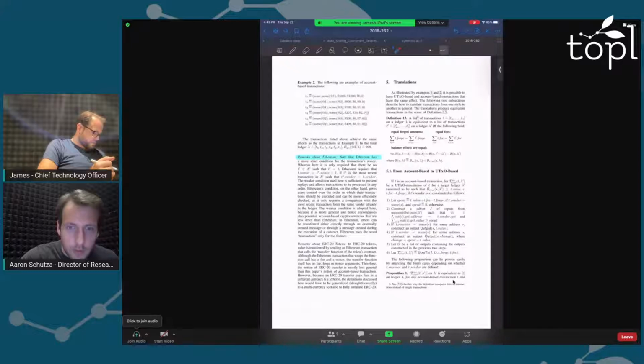The weaker condition adopted here, that is, having just a random nonce and not necessarily incrementing it, is more general and hence also encompasses potential account-based cryptocurrencies that are less strict than Ethereum. In Ethereum, ethers can be transferred either directly through an externally created message or through a message created during the execution of a contract. Oh, wow.